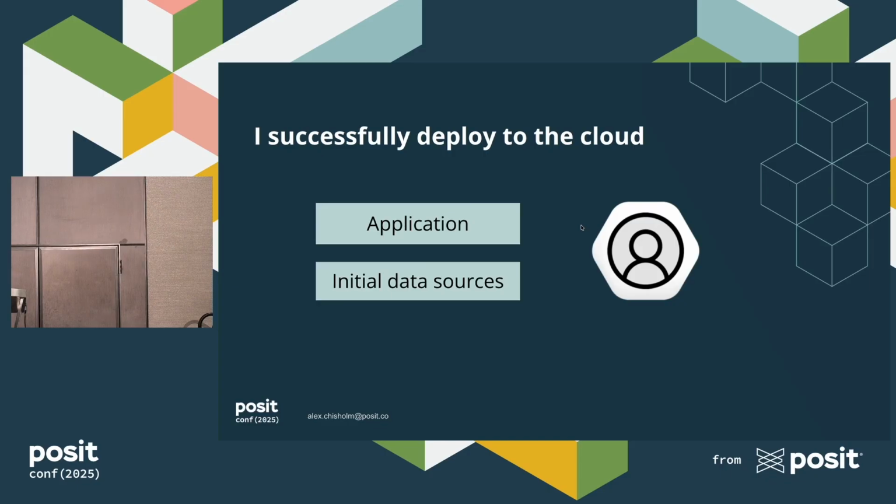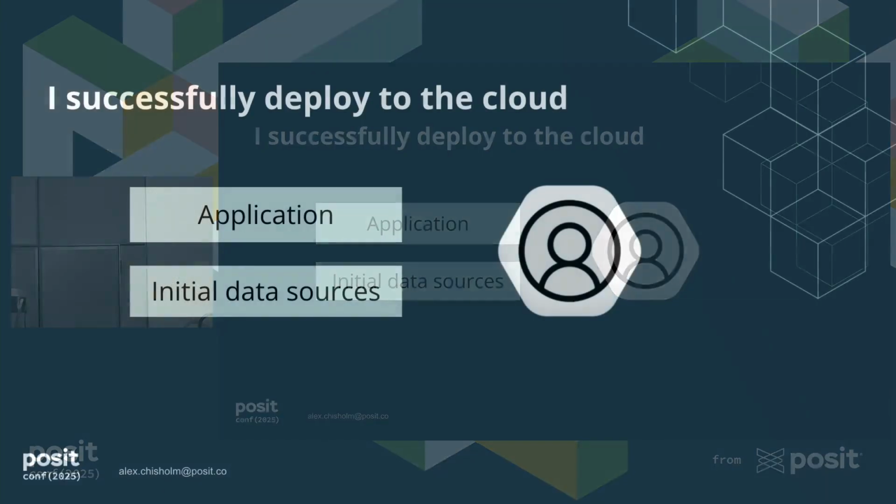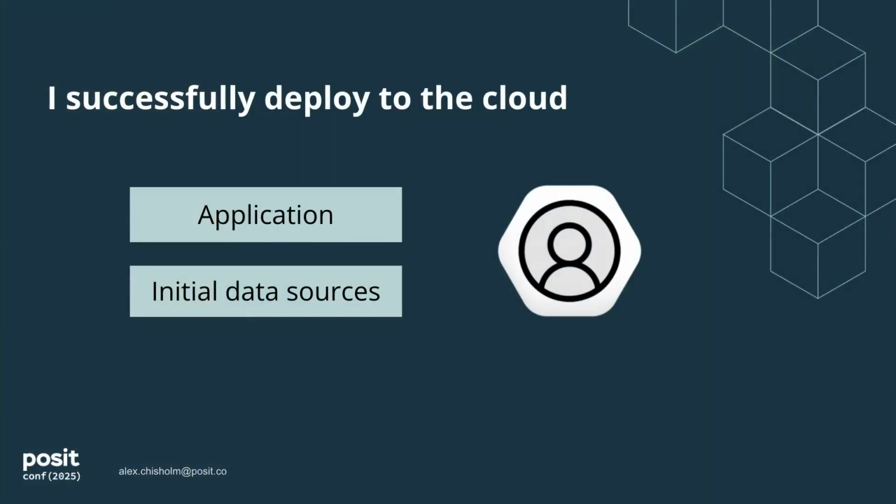So we have that thing on our machine. We find some way to deploy something, and we have our base application, right? And then we probably have some kind of initial data sources that are powering our application. These are usually data-driven in some way. And then we're going to put this in front of a user, someone who's going to interact with it.